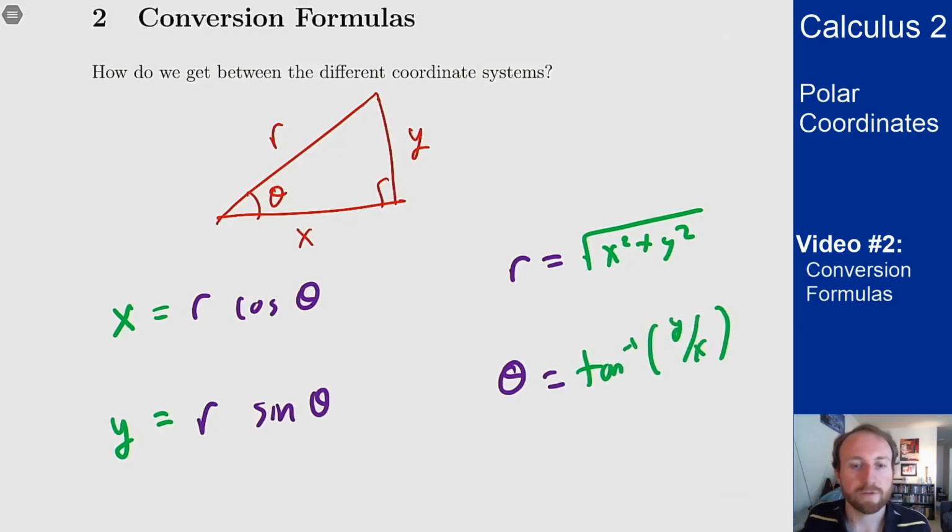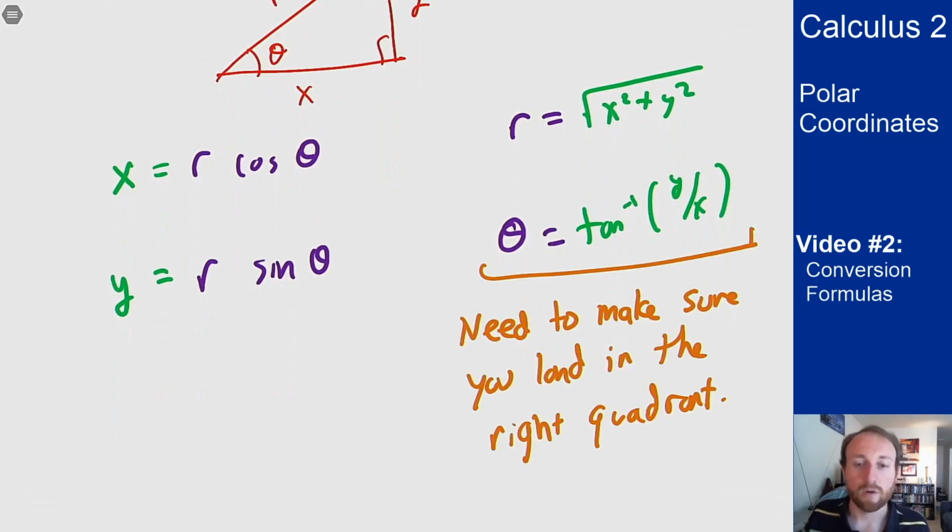Now that works for first quadrant points, and everything but the last equation works no matter what quadrant we're in. For theta, you've got to be a little more careful to make sure you land in the right quadrant. What do we mean by that?